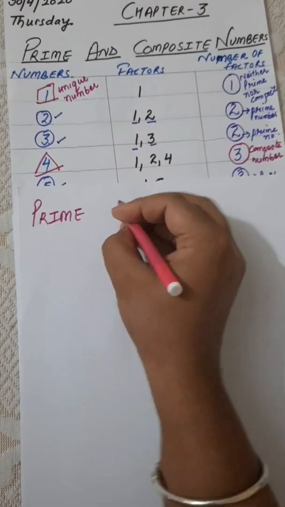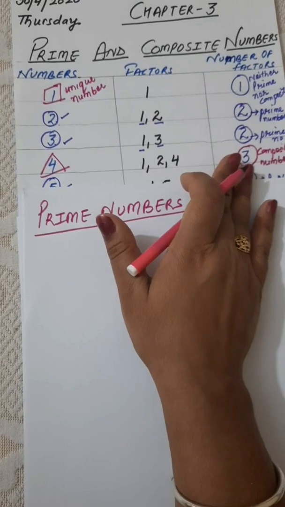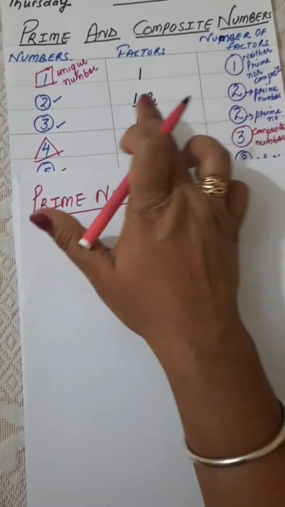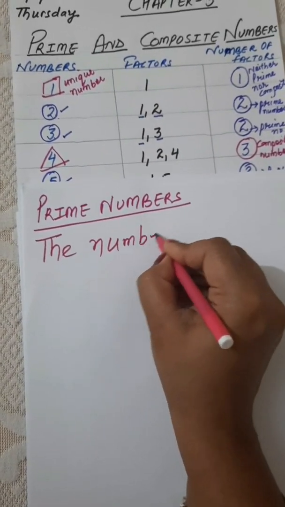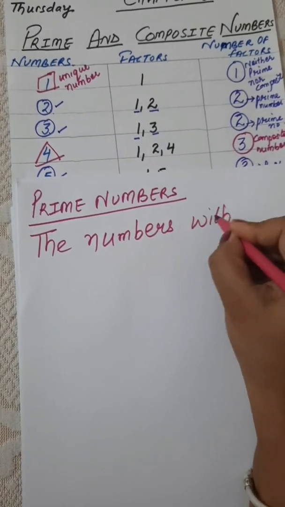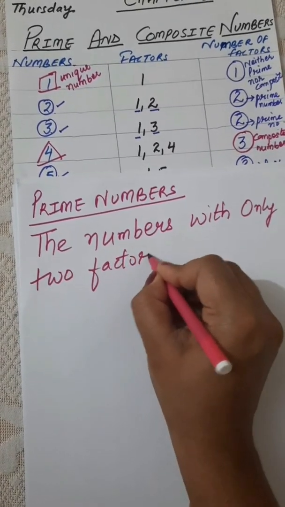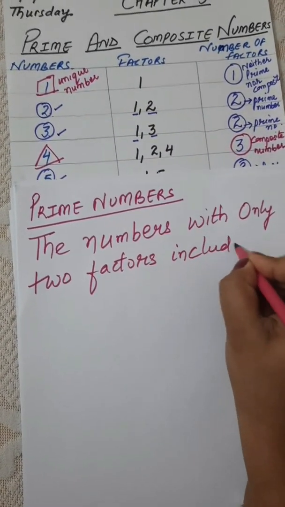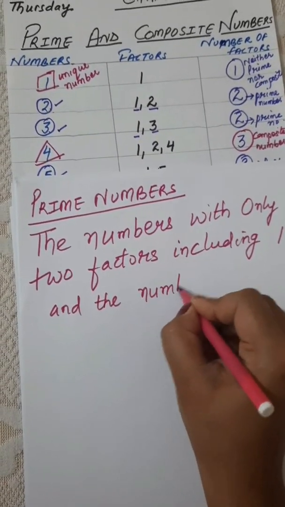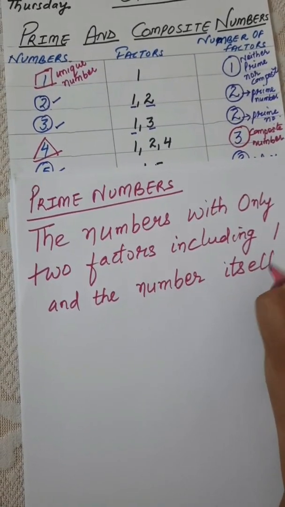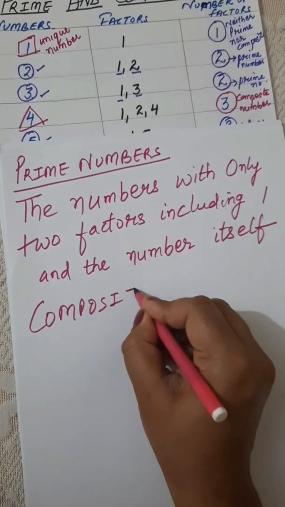let's write the definition of prime numbers. As we know, prime numbers are the numbers with only 2 factors including 1 and the number itself. So the numbers with only 2 factors including 1 and the number itself are called prime numbers. So let's write the definition of composite numbers.